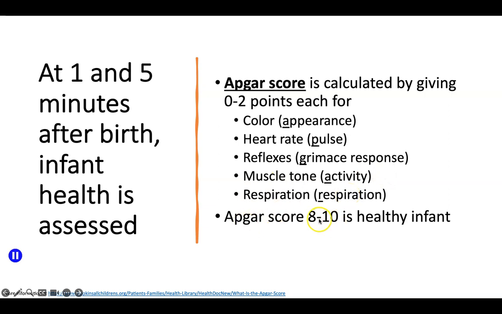An APGAR score of 8 to 10 is a healthy infant. So scoring 2 for color, 2 for heart rate, 2 for reflexes, 2 for muscle tone, and 2 for respiration is a perfect score.